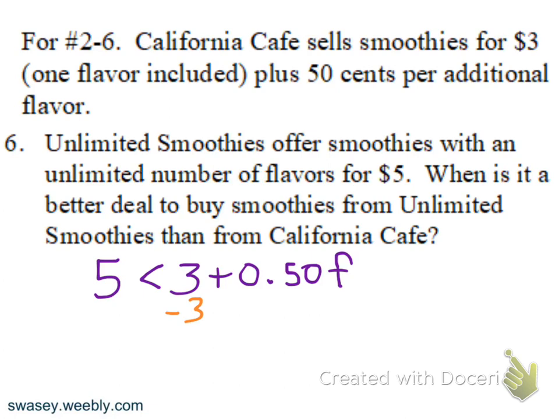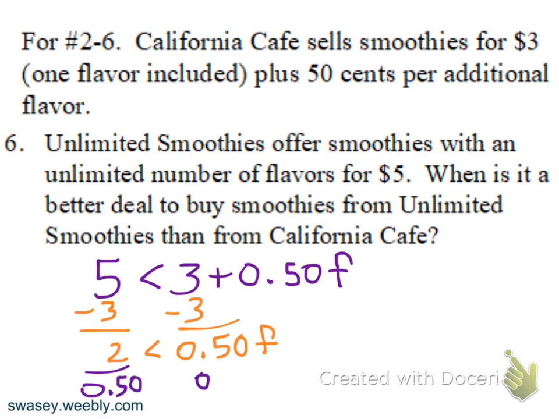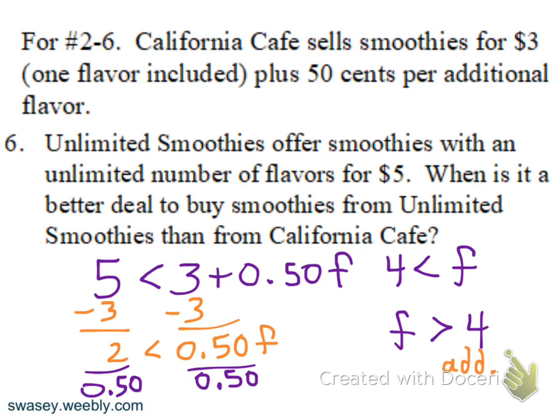So if we subtract 3, we get 2 less than 50 cents times the number of flavors. Divide both sides by 50 cents, and so we get 4 is less than F. If you rewrite with the variable on the left side, F is greater than 4. So anytime you get more than 4 additional flavors, then it's better to go with unlimited smoothies.